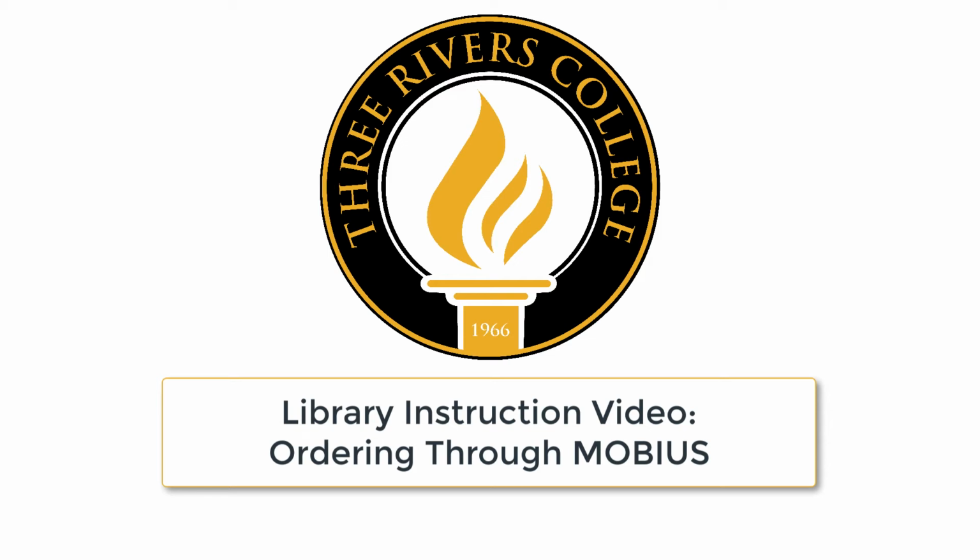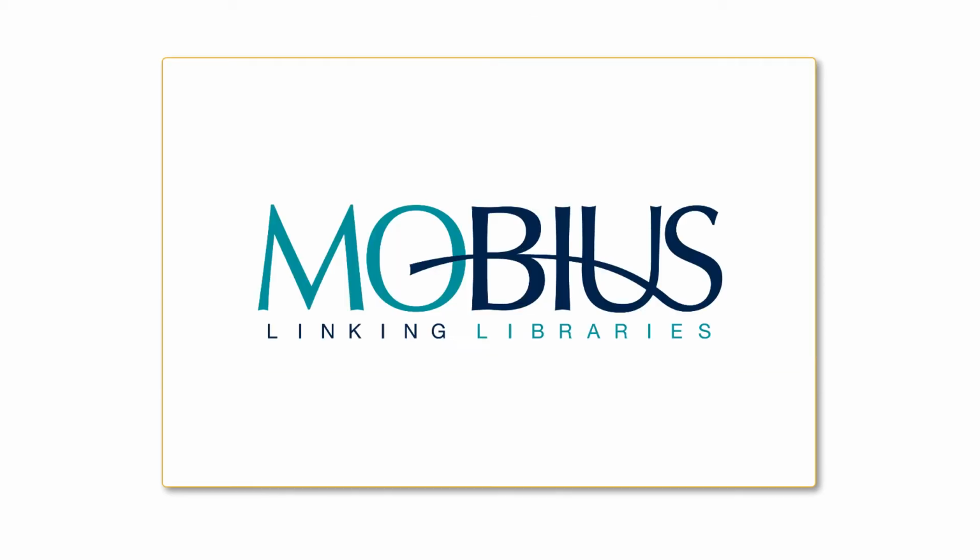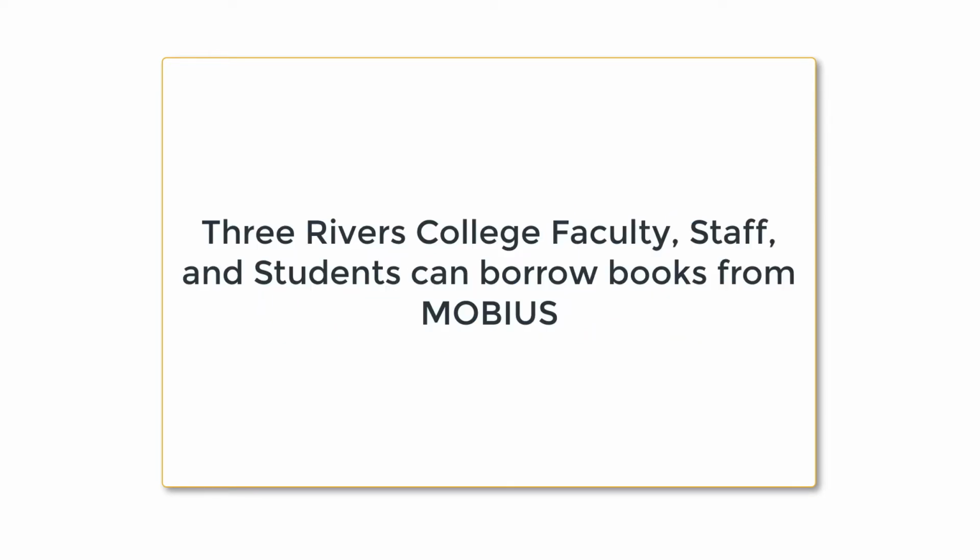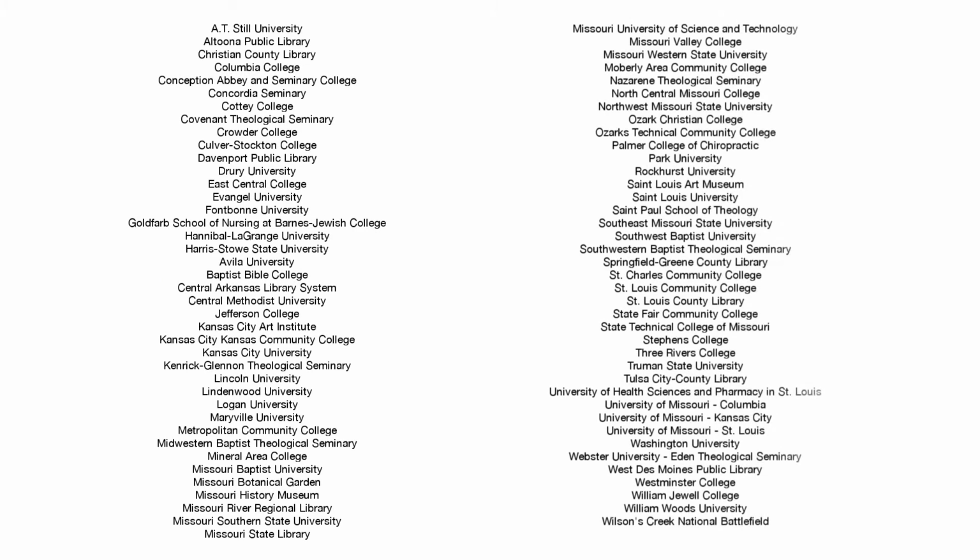Welcome to this Rutland Library video that will focus on how to request books through the Mobius network of libraries. If you are a Three Rivers College faculty, staff, or student, you are given borrowing permission to request books from any Mobius library. Mobius is a consortium of nearly 80 libraries, mostly here in Missouri, that cooperate to provide resources to member libraries and their patrons.